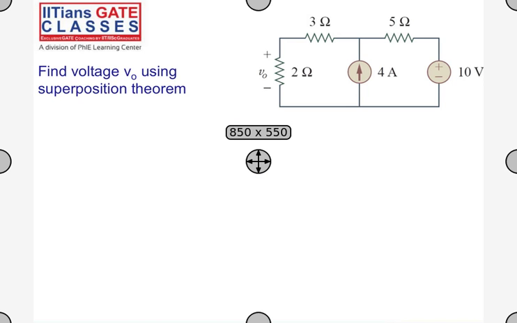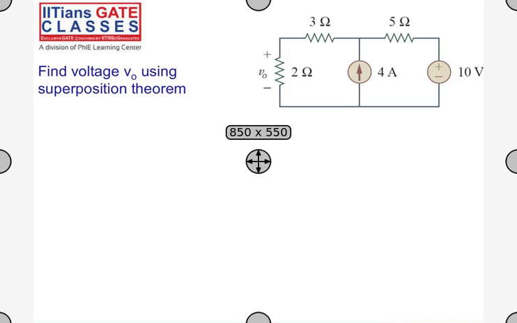So for example, let me solve this. Find the voltage V0 using the superposition theorem. What is voltage V0? V0 is this voltage across the 2 ohm resistor. This is a linear circuit. It consists of resistances, so I'll apply the superposition theorem and find the voltage.